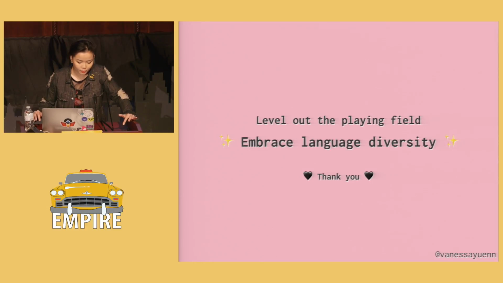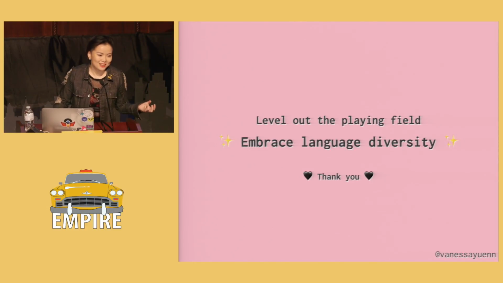But we here, the ones that are reaping the benefits of already knowing the language well enough, we have the responsibility to level out the playing field for those who don't. If we want diversity in our talent, we have to embrace diversity in full, and that includes diversity in language as well. Thank you.